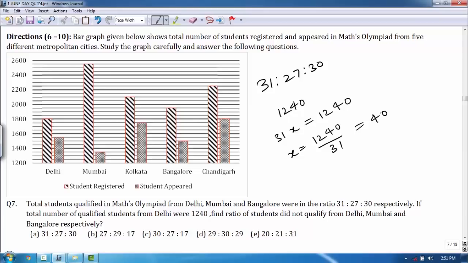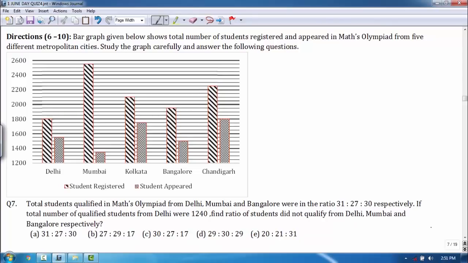So candidates who qualified from Mumbai will be x into 27. X into 27 means 40 into 27 is equal to 1080. And the number of students who qualified from Bangalore will be 30 into x, which is 30 into 40, is equal to 1200.